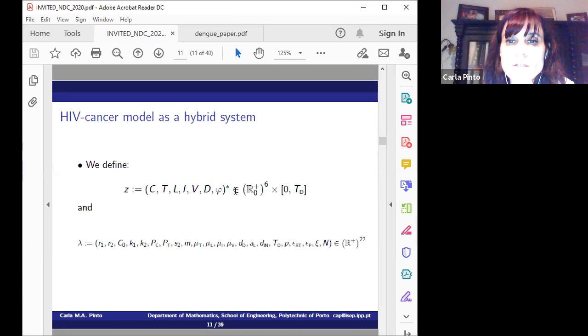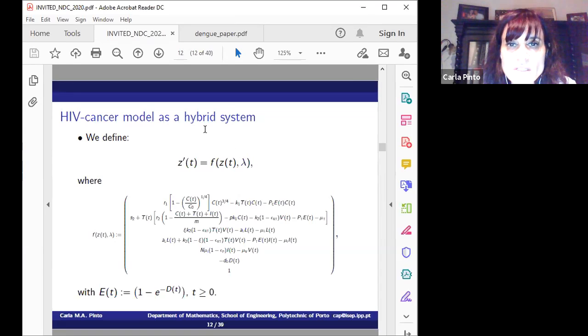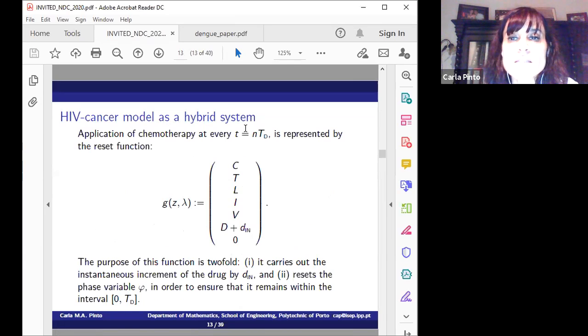And so we define this variable, a vector of variables, as you can see here. This phi variable only takes values in this interval. And this is the vector of parameters. So we have 22 parameters. And so we can define our system here. As I told you before, this is the effect of chemotherapy on the cells. And since we have application of the chemotherapy at time intervals, multiples of TD, we can represent here the reset function G of Z and lambda.